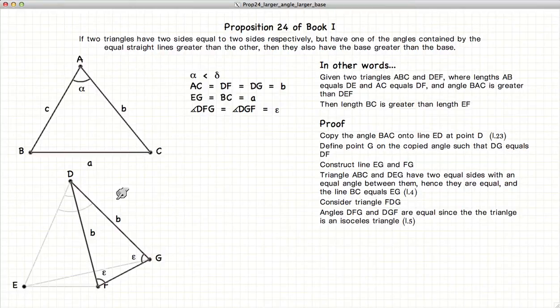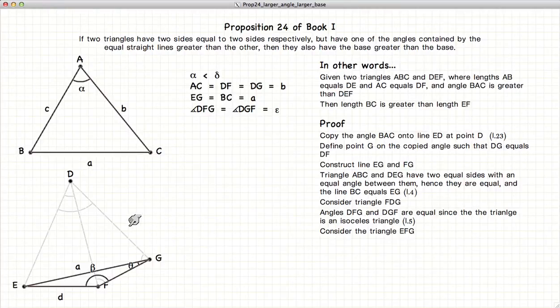Carrying on, if we look at the triangle DFG, it is an isosceles triangle. And as an isosceles triangle, the base angles will be equal to each other. We'll call the angles epsilon.